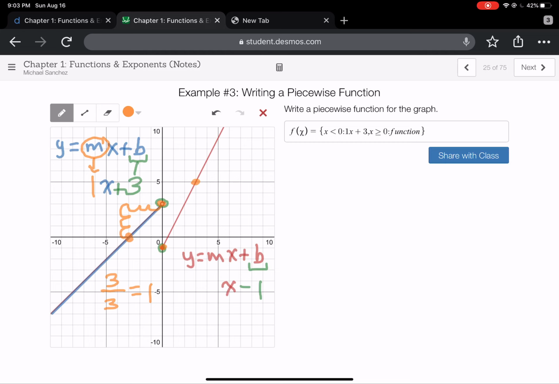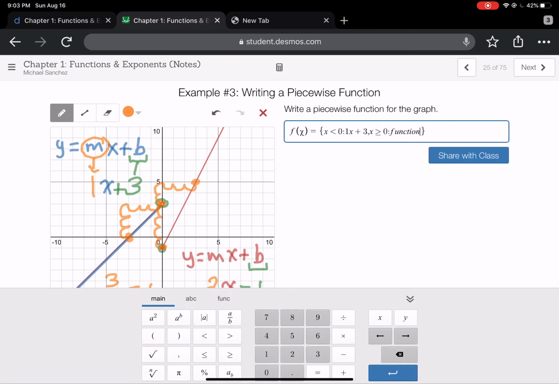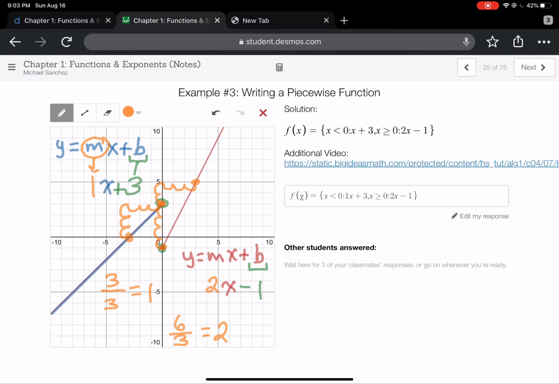How do we get there? So I'm rising 1, 2, 3, 4, 5, 6. So I have a slope of 6 over 1, 2, 3, 6 over 3. So then I can simplify that: 6 divided by 3 is 2. So then I have 2x minus 1. So that's my second function. So I'm going to erase this here. And I'm going to type 2x minus 1. And that's it. Okay, that is my solution. That is the piecewise function.